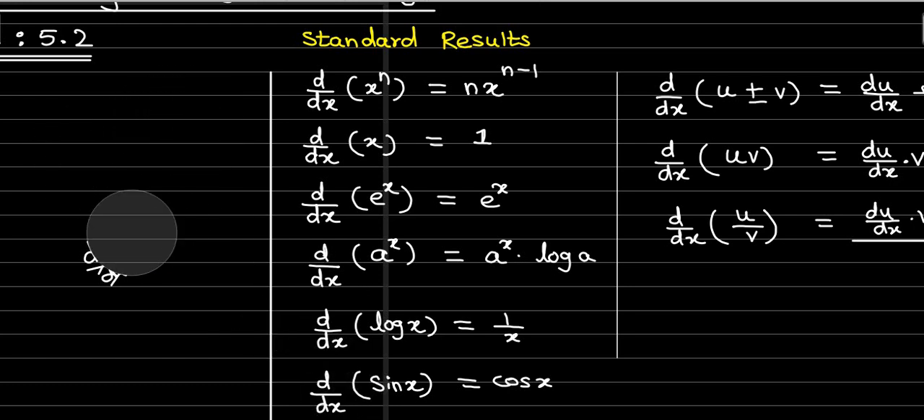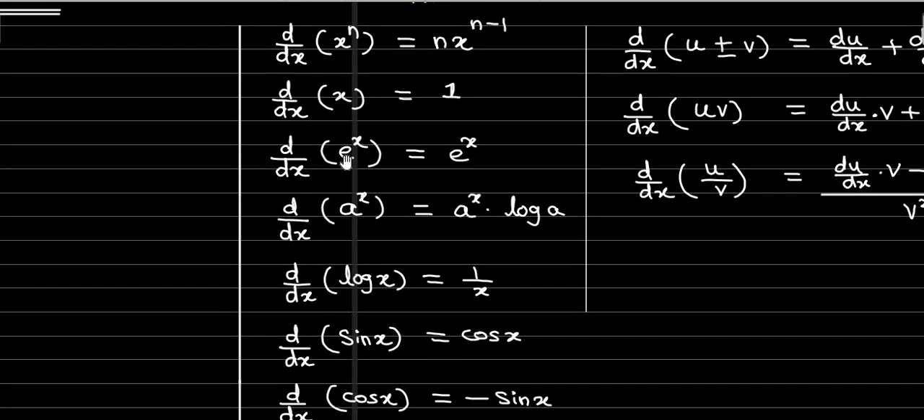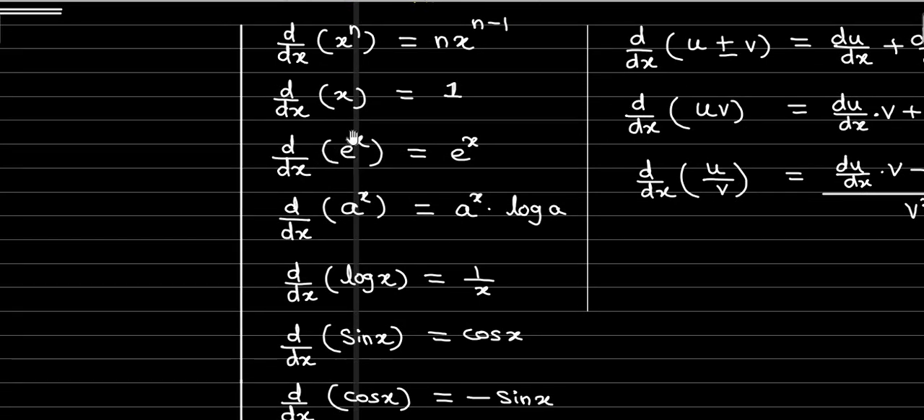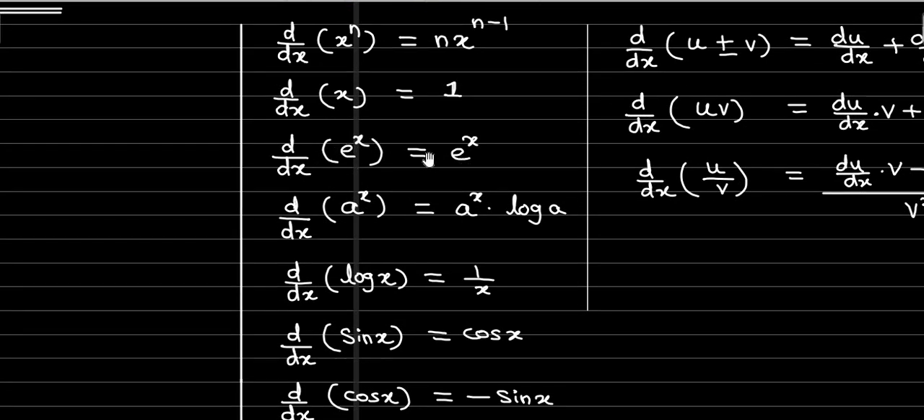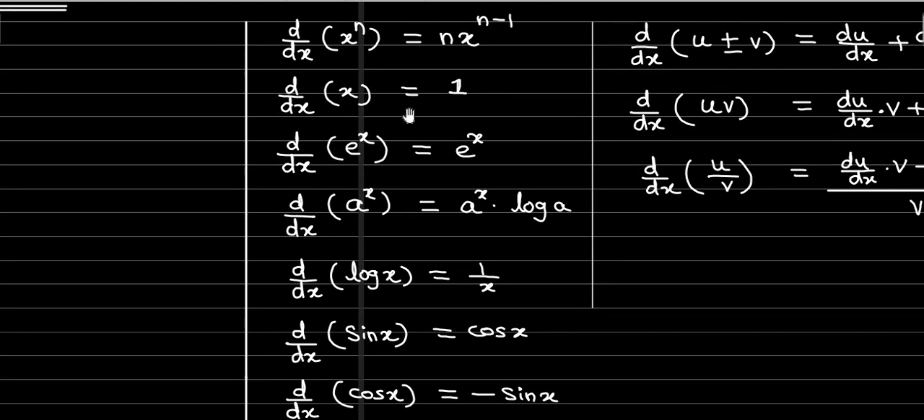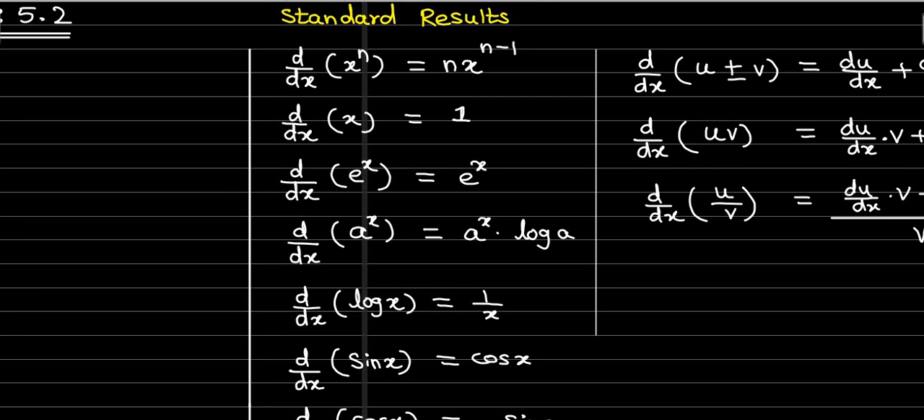Next, the third one is e power x. This is an exponent function. Even after differentiation, there is no change. So the differentiation of e power x is e power x itself. And next one, a power x. Here I would like to highlight x power n and a power x. There is always a confusion between these two formulas. So I'll make you clear with this.